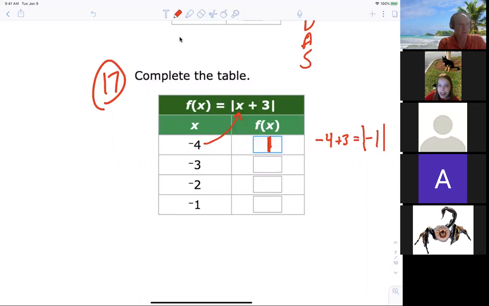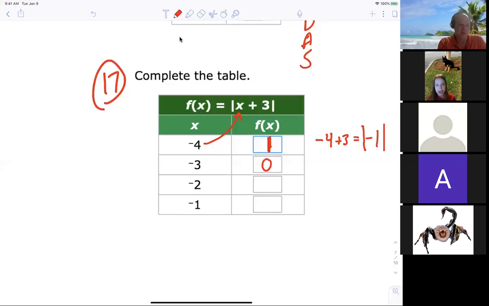What's -3 plus 3? 0. Absolute value of 0? 0. This is why some of you are going to spend lots of time doing the IXL. You're not going to get any better if you don't know what -3 plus 3 is. That should be 0. Yeah, thank you.